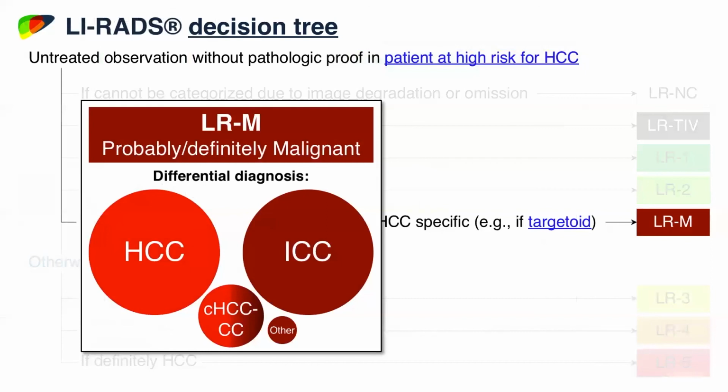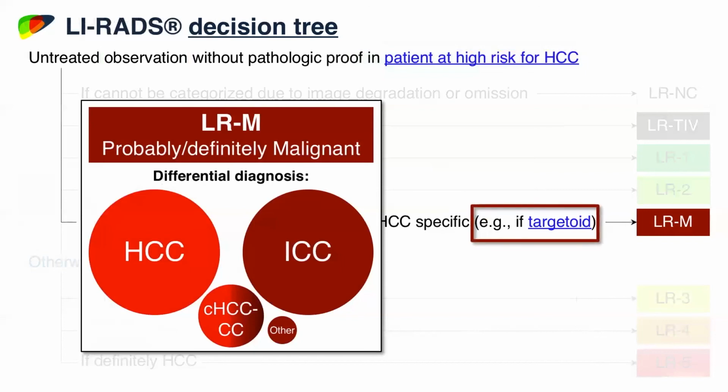HCC is the most common cancer in cirrhosis. But if I see something that's a cancer but doesn't look like an HCC, then HCC is no longer the most likely thing, right? Because it doesn't look like an HCC. Turns out about 40% are HCC and about 60% are these other things.